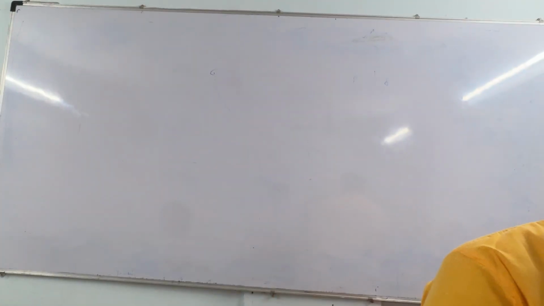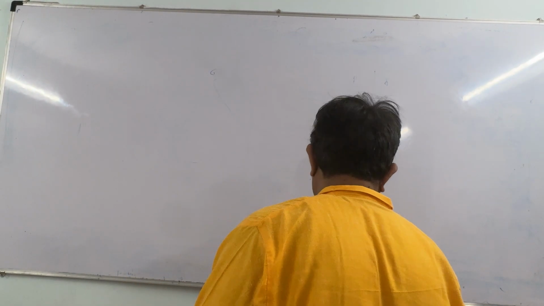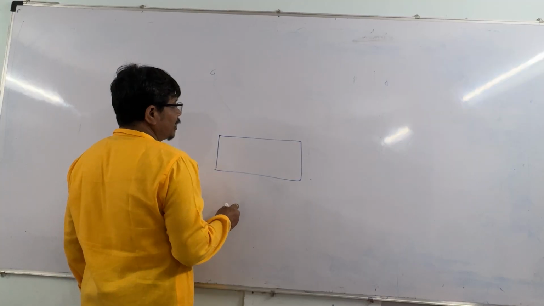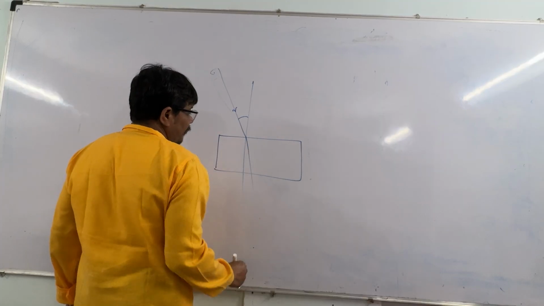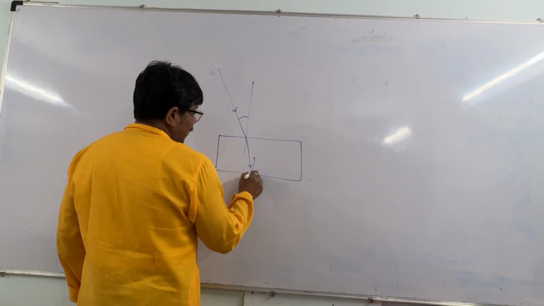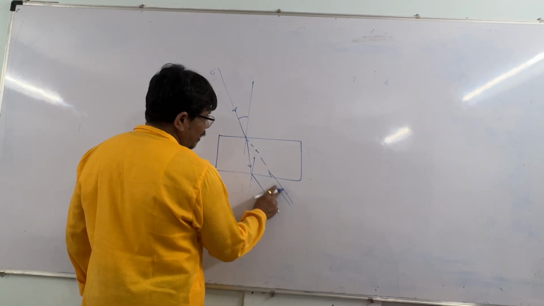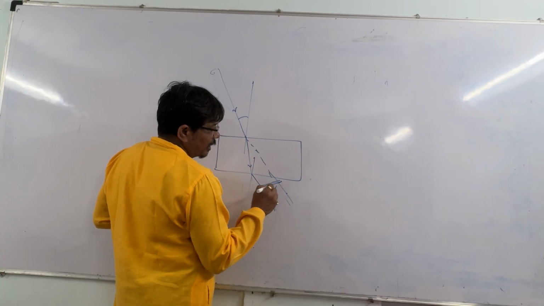Now, next question. This is not an objective question. Name the one factor that affects the lateral displacement of the light when it passes through a glass slab. Name one factor which is responsible for, or which affects, the lateral displacement. This is the normal, this is the incident ray, and this is the refracted ray. Again it will go like this, and these two should be parallel. Now draw a perpendicular to this. This is the lateral displacement.